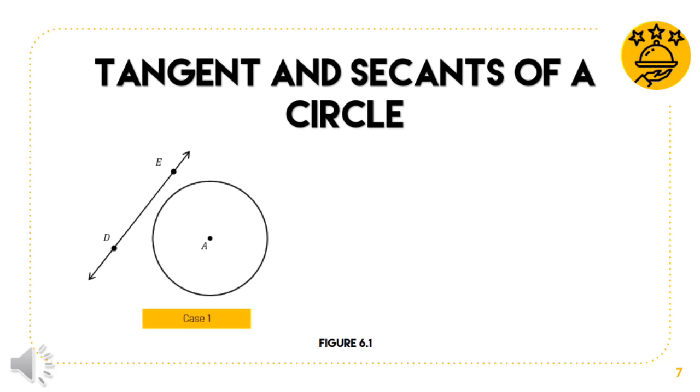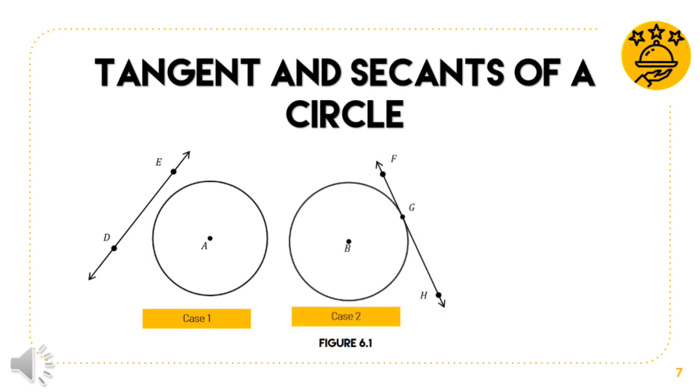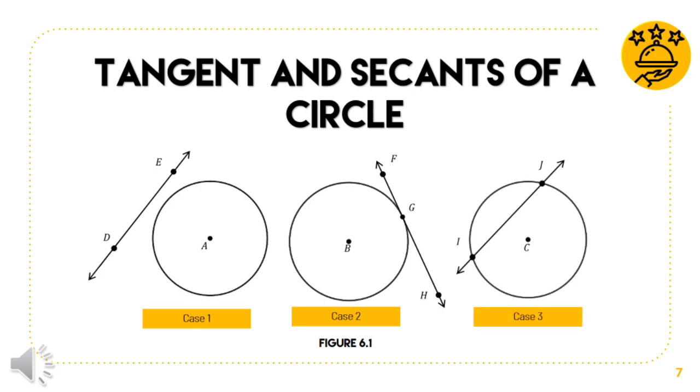On case 1, line ED does not intersect circle A, while on case 2, line FH intersects circle B at exactly one point only. On the third case, line IJ intersects the circle at 2 points. In this module, we will be focusing on the type of lines shown on cases 2 and 3.